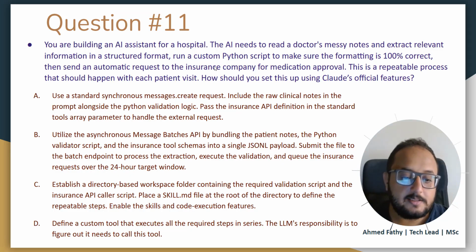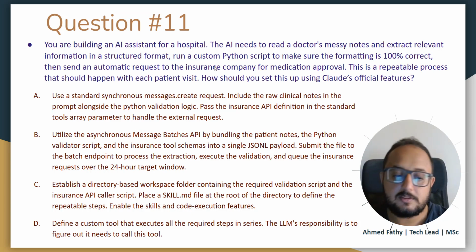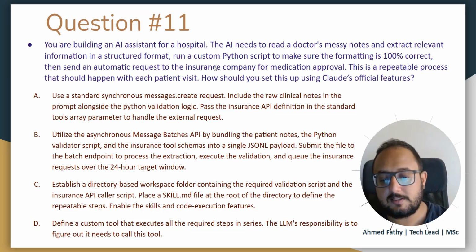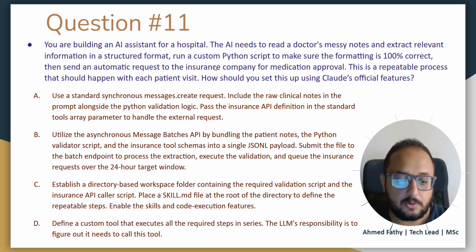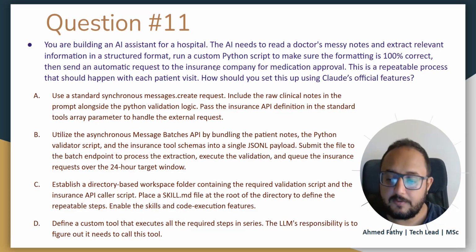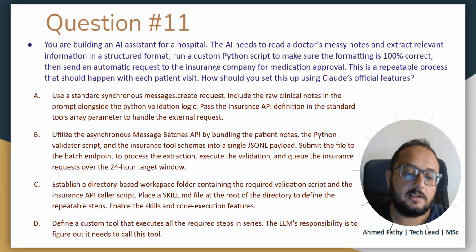B, utilize the asynchronous message batches API by bundling the patient notes, the Python validator script, and the insurance tool schemas into a single JSONL payload. Submit the file to the batch endpoint to process the extraction, execute the validation, and queue the insurance requests over the 24-hour target window.